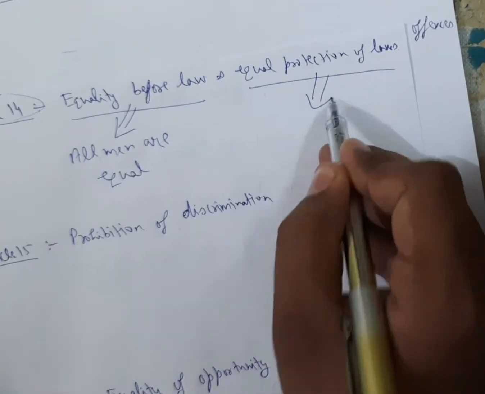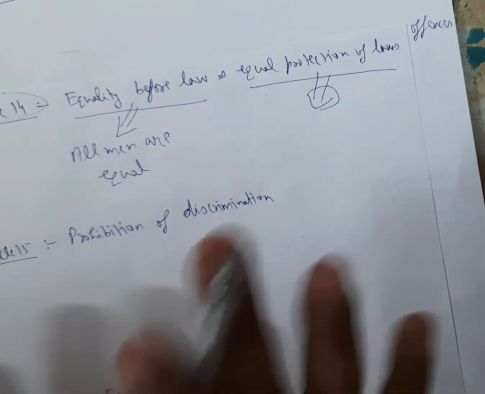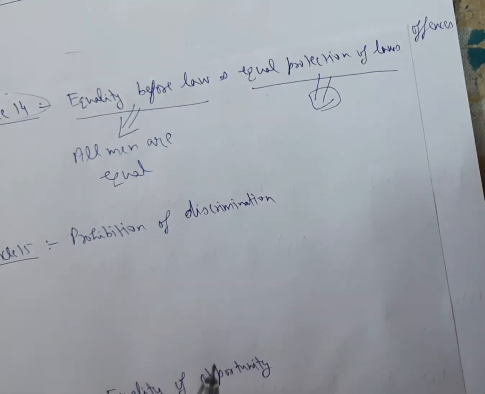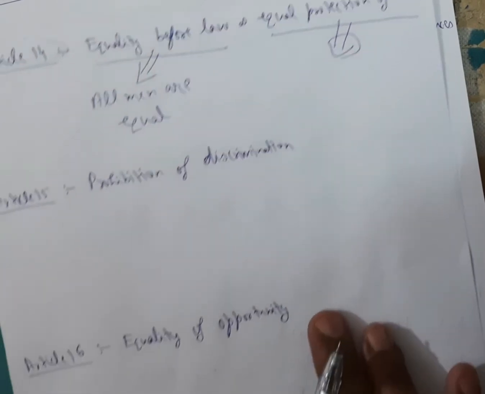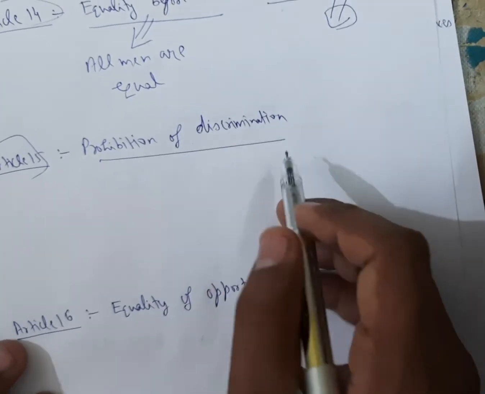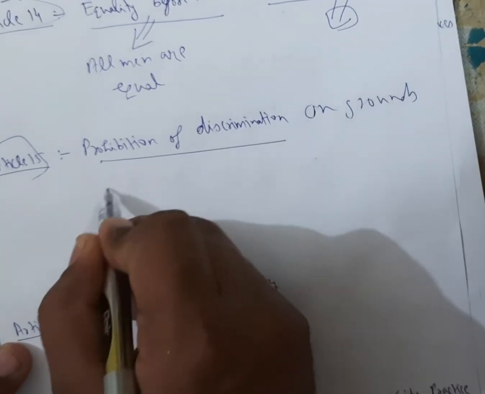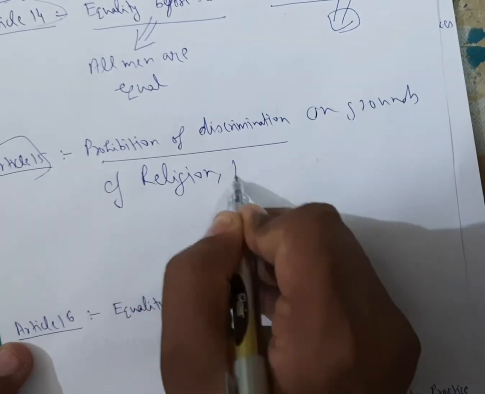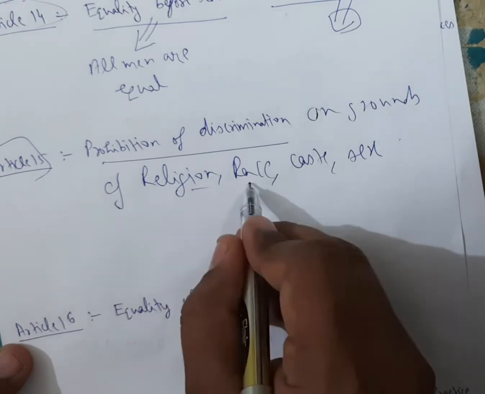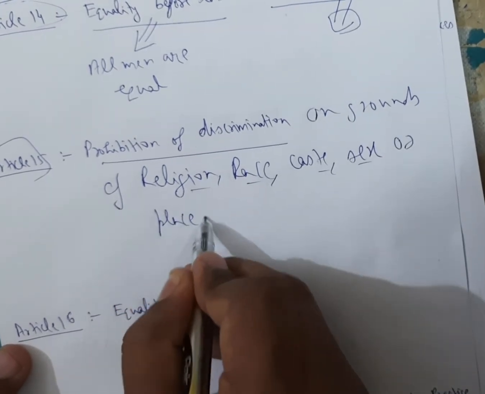And equal protection of laws means every law is equal for every person. There is no difference in any person. I want to say that all men are equal before the law, and every law is equal for every man. Then we go on to article number 15, and that is the prohibition of discrimination on grounds of religion, race, caste, sex, or place of birth.